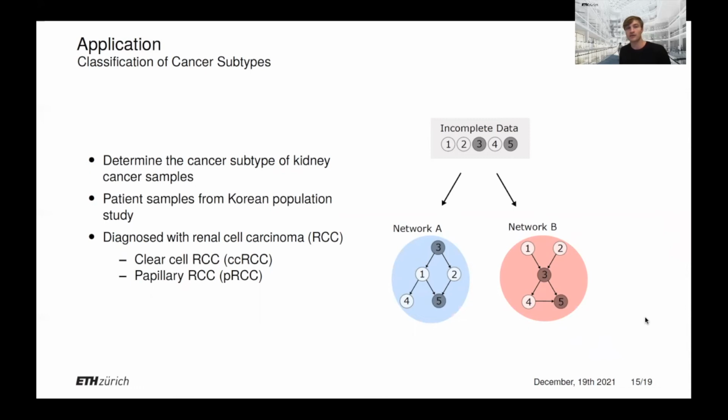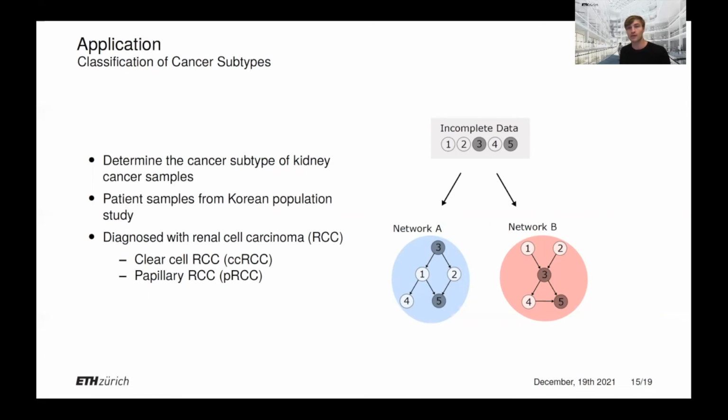So in particular, we're having a look at Korean population studies of patients diagnosed with renal cell carcinoma, which is the most common type of kidney cancer. In particular, these patients were diagnosed with clear cell RCC and papillary RCC, so these two subtypes. This data is subject to missing data, so only 26 of 70 genes were observed.